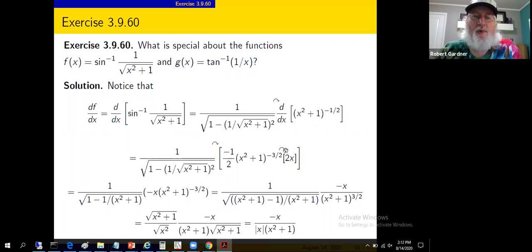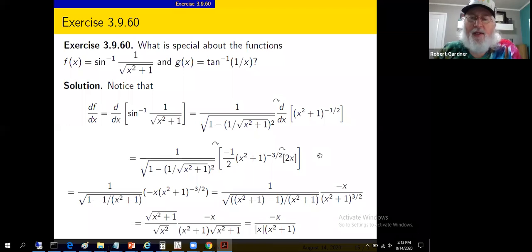When you use the chain rule twice, I would expect to see 3 levels of functions. You see 3 levels of functions here? Outer function, sine inverse. Middle function, 1 over the square root of. Third and innermost function, x squared plus 1. Here's the derivative of the outer function, the negative 1/2, negative 3/2. There's the derivative of the 1 over square root part, and there's the derivative of the innermost function. So yeah, we do have 3 layers of functions. That's why we needed the chain rule twice. You got 5 layers of functions, you'll need the chain rule 4 times.